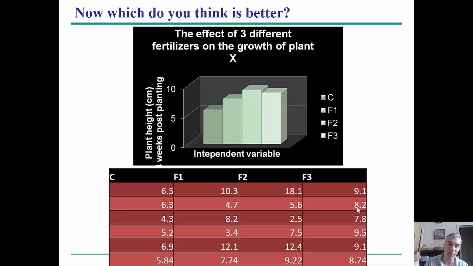Versus F3, which is very consistent, right? You can see there's not a lot of spread in that data, right around each one, right around 8.7 approximately, right? So if we look at this now, we determine, well, which one do we think is the best now? I would say F3 is the best because of that spread. Maybe this is just a random data point. Maybe that plant has a genetic difference that caused it to grow more. Who knows? But F3 is a more reliable indicator of the effectiveness of the fertilizer because it's very consistent, okay?